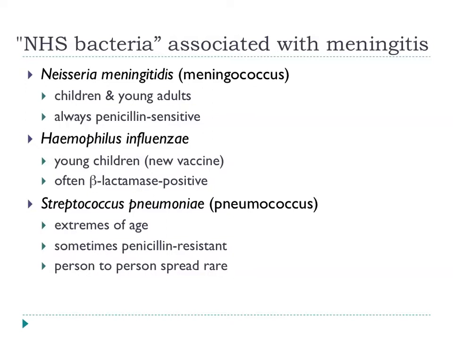Haemophilus influenzae causes disease in young children. There's a new vaccine that came out, well, this is an old slide, about 15 years ago, but it's new to me anyway. It feels new. These are often producing beta-lactamases. And then Streptococcus pneumoniae occurs at the extremes of age, in the very young and in elderly people, and is sometimes penicillin resistant. It tends not to spread from person to person. The other two do that quite readily.